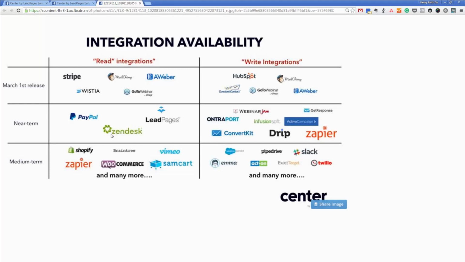So yeah, I think the WooCommerce integration is going to be huge. Samcart's going to be huge. Vimeo is going to be huge. The return from Zapier is going to be huge. So I can really see this coming together.